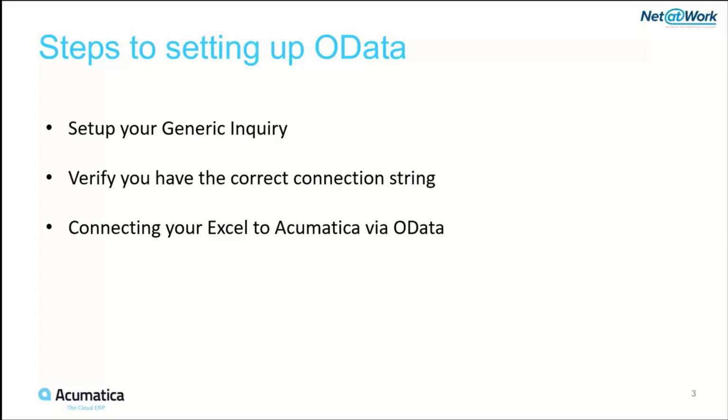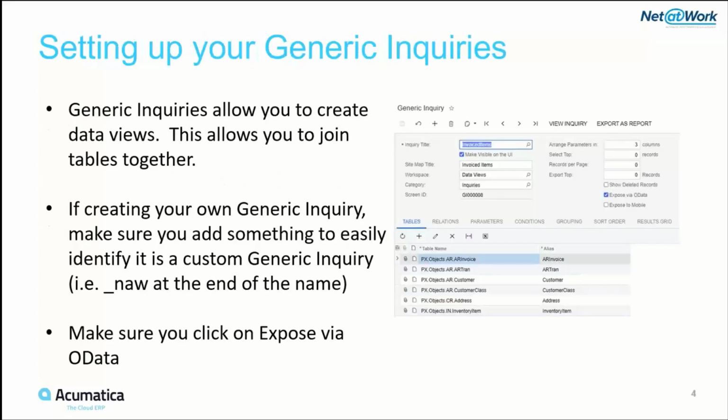So the first step is setting up your generic inquiries, and we'll talk about those a little more in a second. The second thing is to make sure you have the right connection string. I will tell you this is the number one issue why people can't get it to work. It's understanding your connection string, and we'll talk about that in detail. And then the last step is obviously connecting your Excel to Acumatica using OData. We'll talk about the versions of Excel you should use, but there is nothing you need to install on your machine or within Excel at this point.